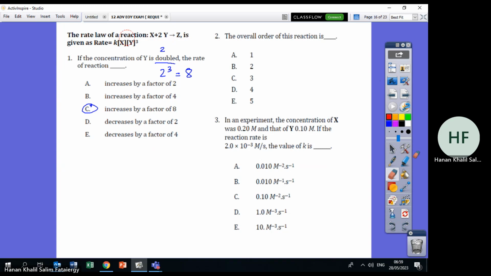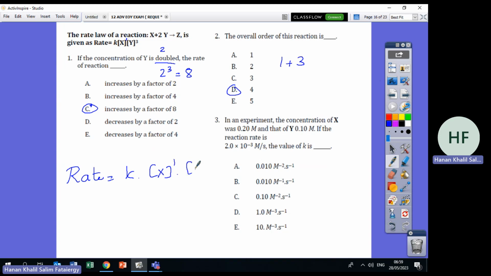Okay, next. Now, what is the overall order of this reaction? 1 plus 3, which is equal to 4. Now, in an experiment, the concentration of x was 0.2 and y is 0.1, with a reaction rate, and I need the k. Very easy. You have the formula here. The rate is equal to k times x power 1 times y power 3. Now the rate is 2 times 10 to the minus 3. This is equal to k times 0.2 power 1 times 0.1 power 3, and we calculate k.